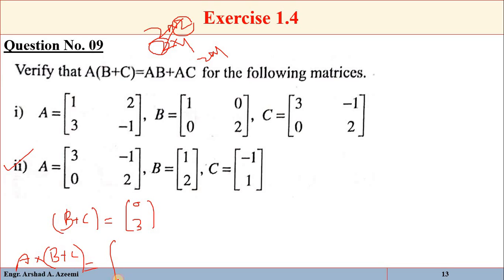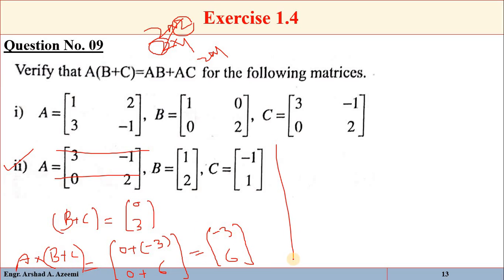Just multiply the first row with the first column. So 3 multiplied by 0 is 0, plus minus 1 multiplied by 3, so that is minus 3. Multiply the second row with the column, so 0 multiplied by 0 is 0, plus 2 multiplied by 3, that is 6. Just simplify it: 0 minus 3 will be minus 3, and 0 plus 6 will be 6. So this is A into B plus C.